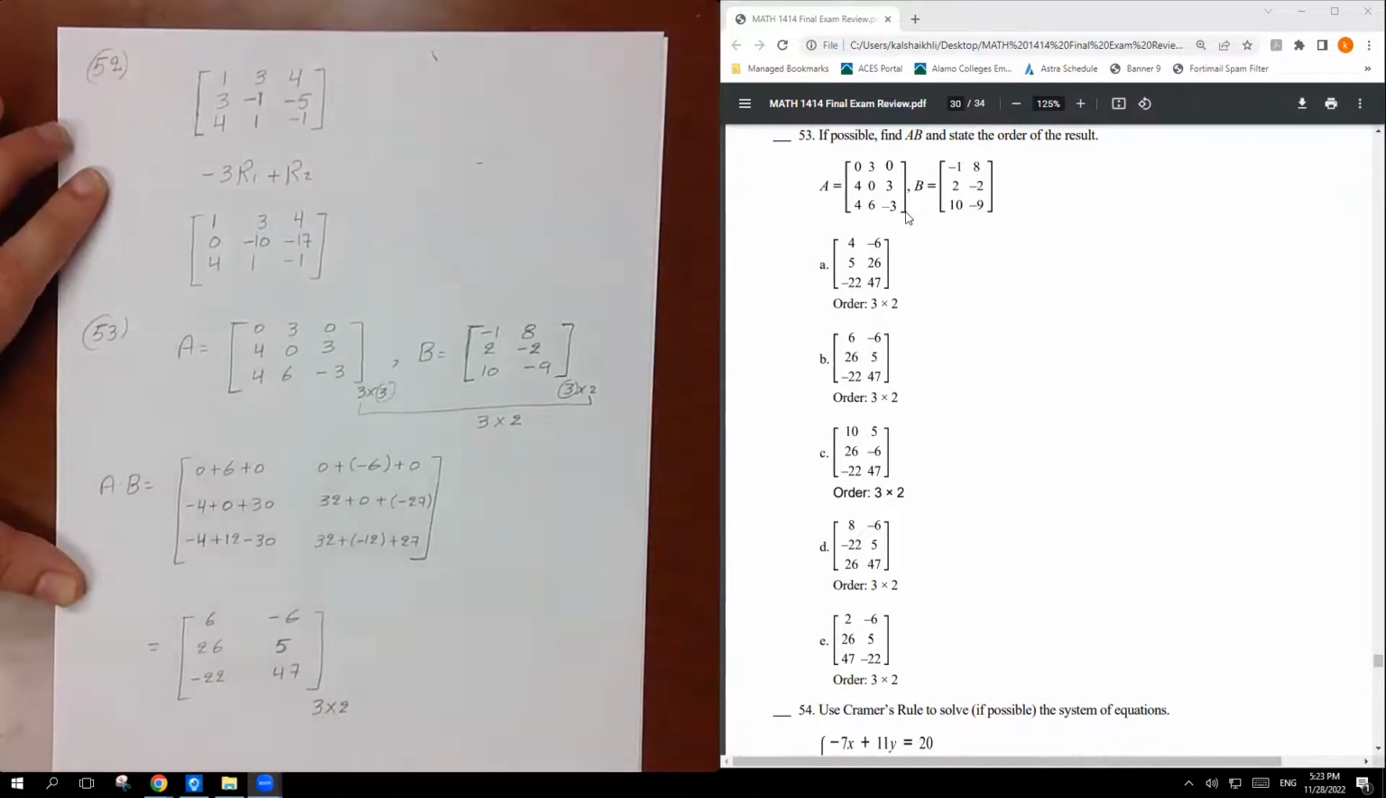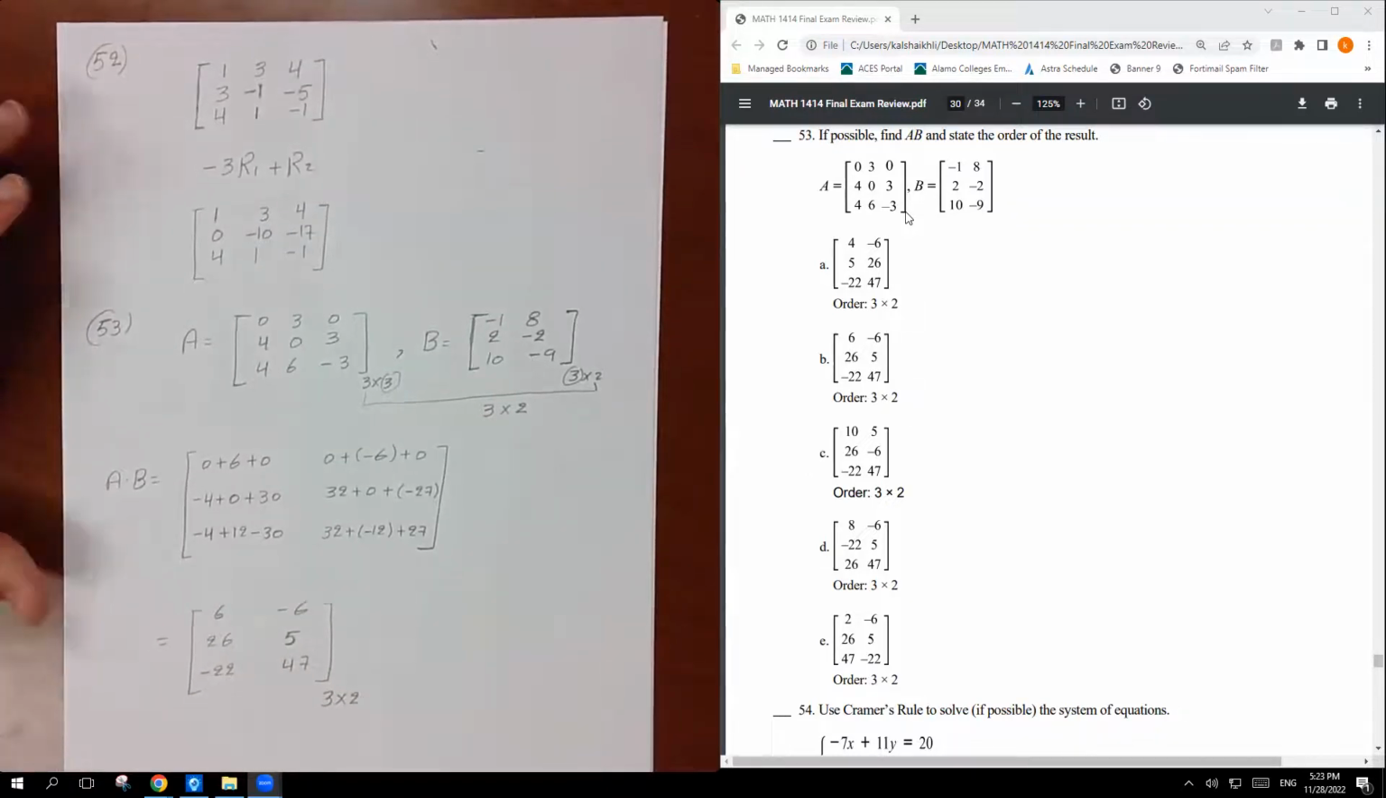So let's check which one of these is going to be our option. 47, 47, 26. Now this is wrong. This is 6, 26, negative 22, negative 6, 5, and 47. So this is the right option. That's it for this example.